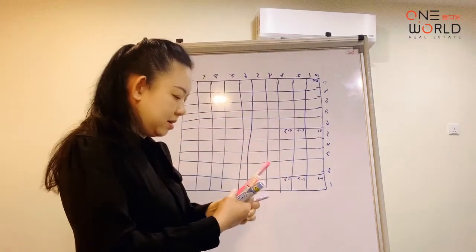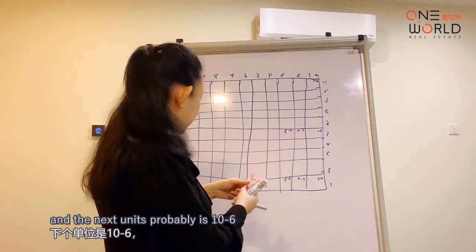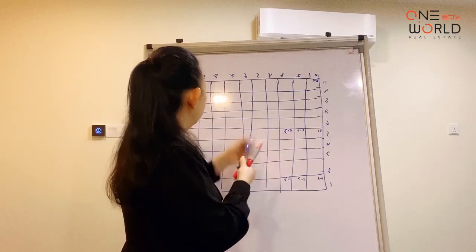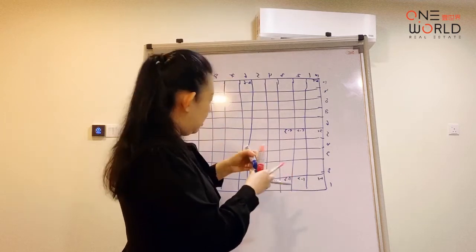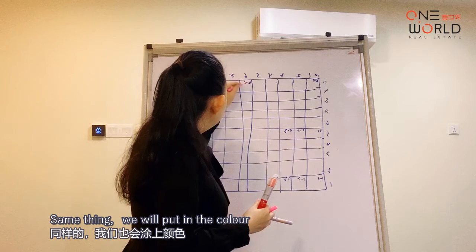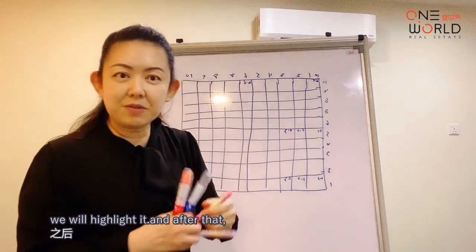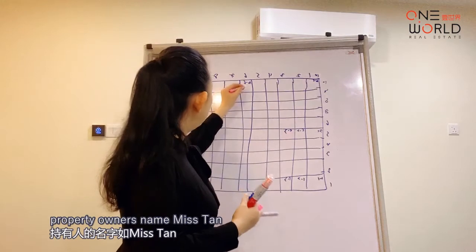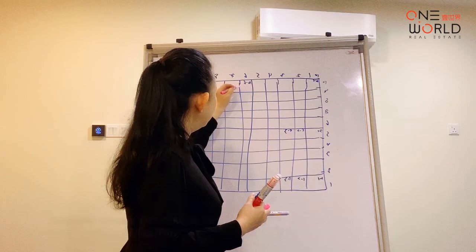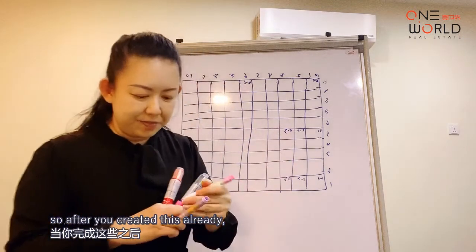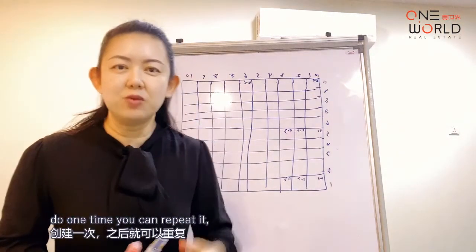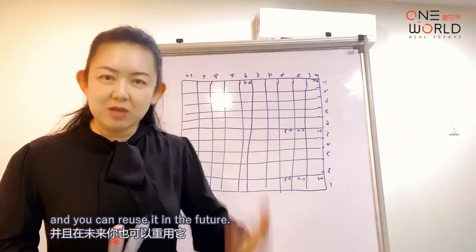And the next unit probably is 10-6. Same thing, we will highlight it with a color, and after that we will put in the property owner's name, Miss Tan, and the phone number. After you have created this, you only need to do it one time. You can repeat it and reuse it in the future.